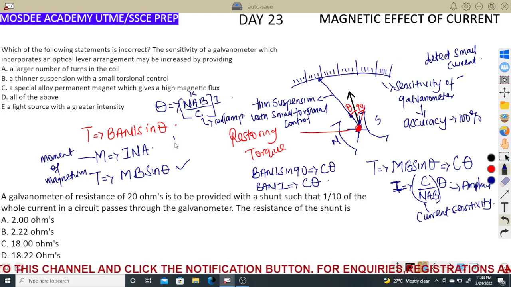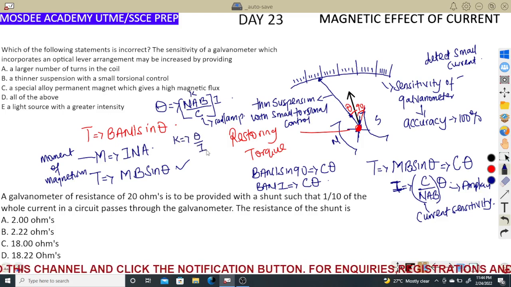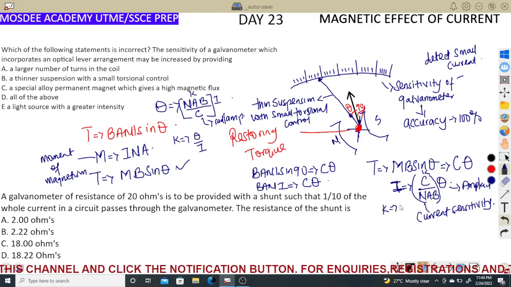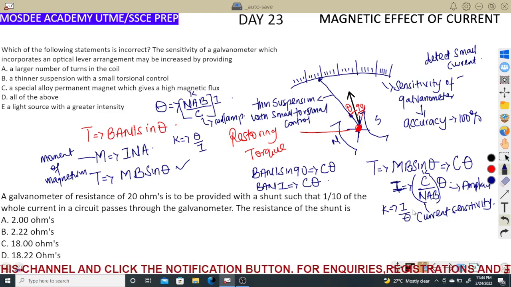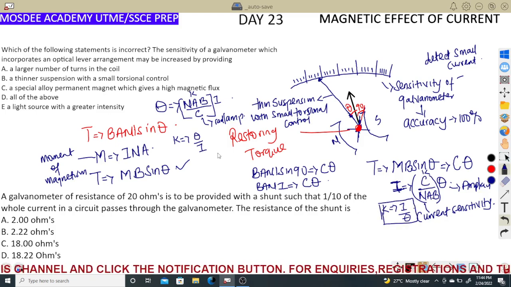So I can say K is now equal to what? Theta over I. In this case, if I call this the constant, K is equal to what? I over theta. So I do tell you, most of your textbooks have a misconception in their definition. Sensitivity of a galvanometer can be in these two ways. It can be I over theta and it can be theta over I. It depends on the SI unit.